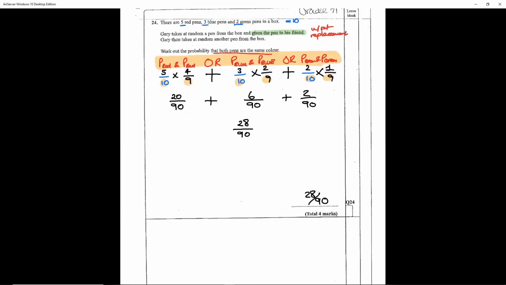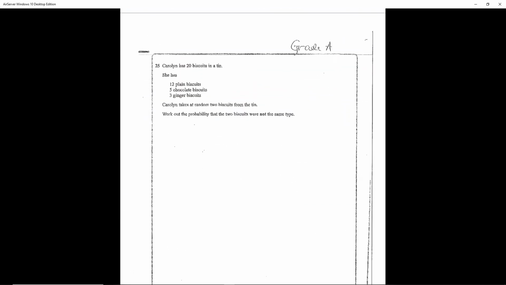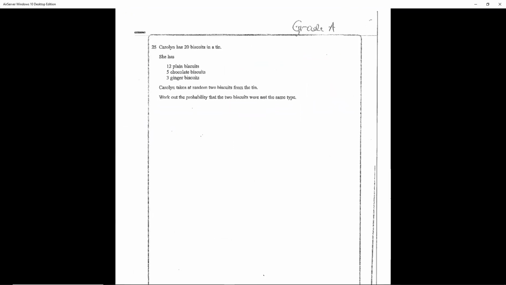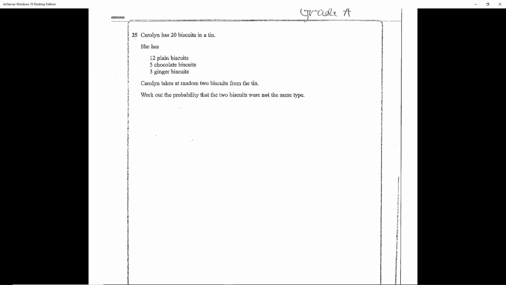Okay. And is this sheet for homework? Yeah. Okay. Question number 25, Anaya. Your turn. Carolyn has 20 biscuits in her tin. She has 12 plain biscuits, 5 chocolate biscuits, 3 ginger biscuits. Carolyn takes a random 2 biscuits from the tin. Work out the probability that the 2 biscuits are not the same type.